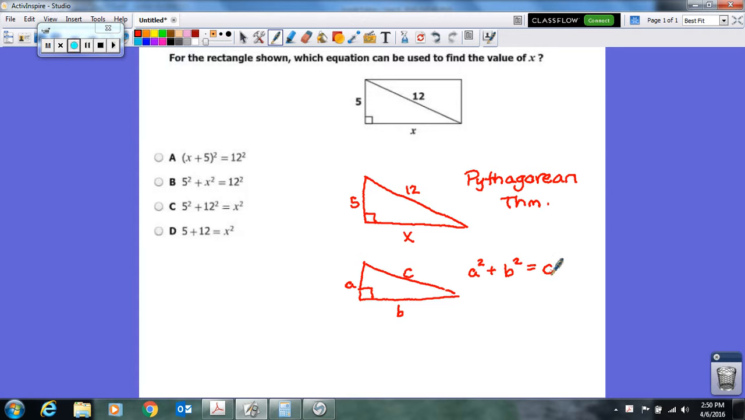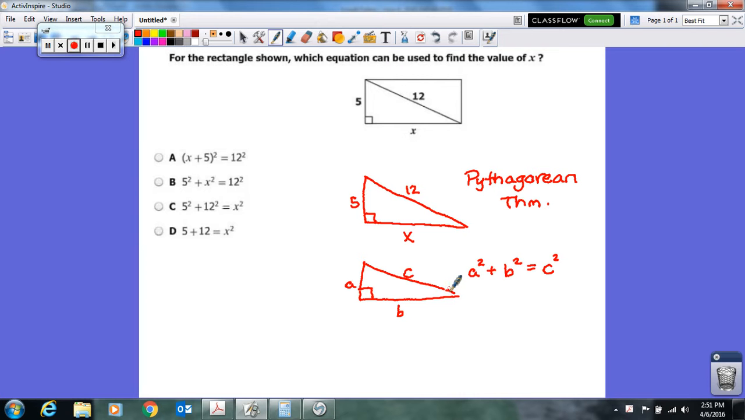The longest side, if you don't remember this term, you probably heard it, but you may not remember, the longest side of a right triangle is known as the hypotenuse. So these two are called legs. So these two legs, when you square them and add them together, should be equivalent to the square of the longest side, or the hypotenuse.